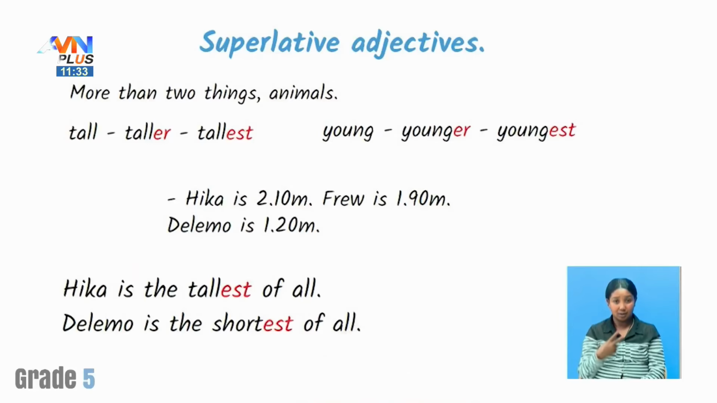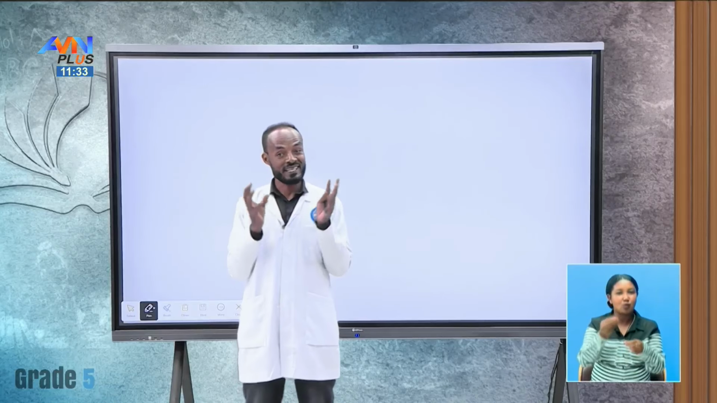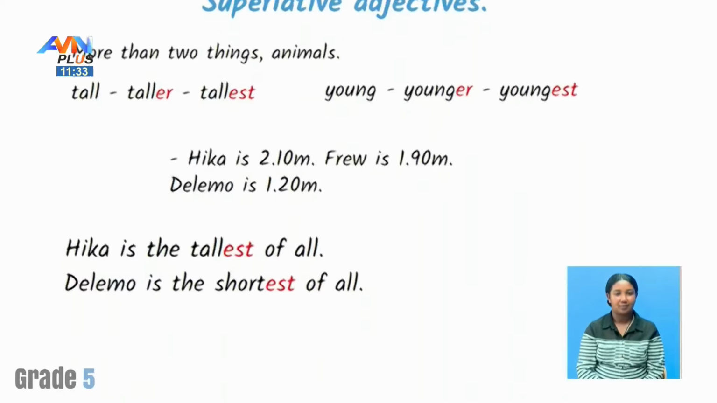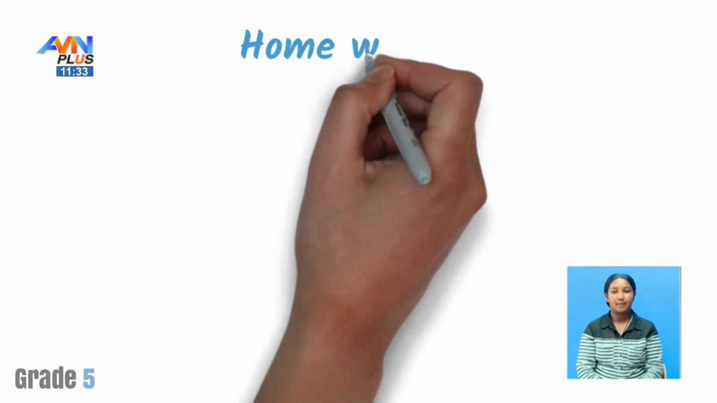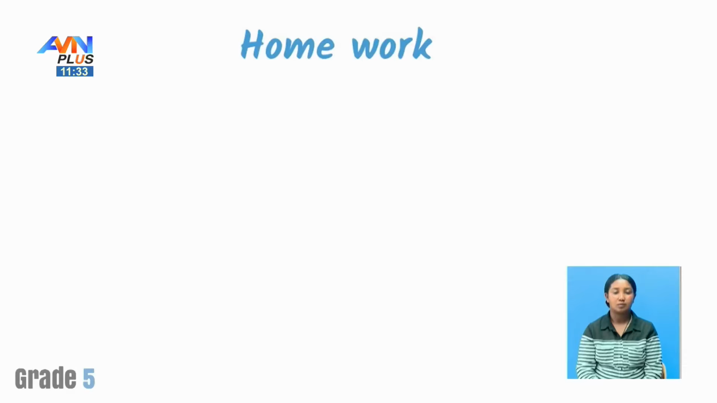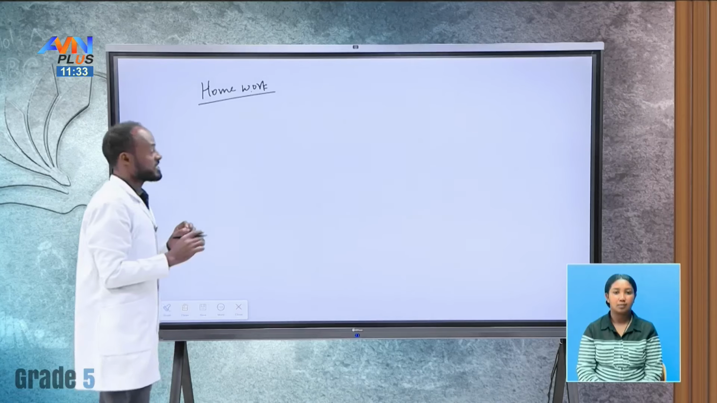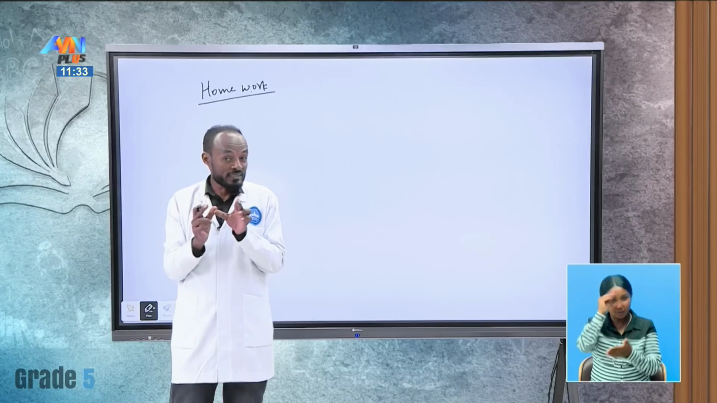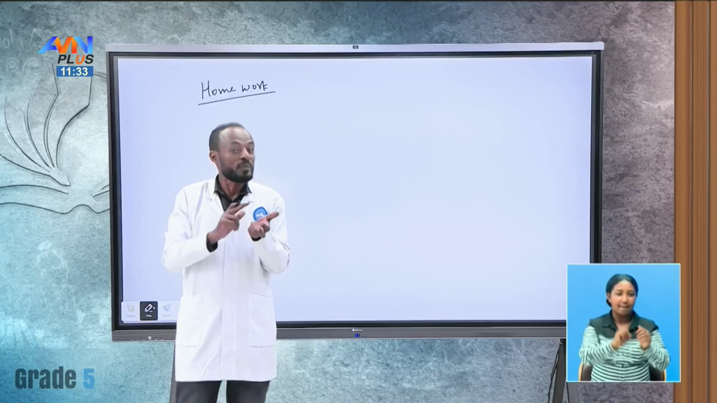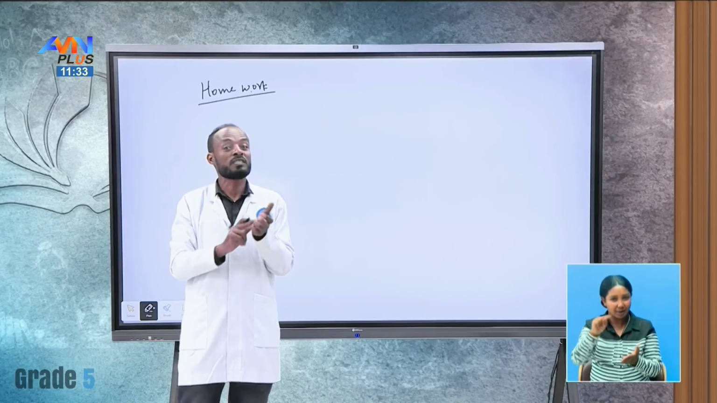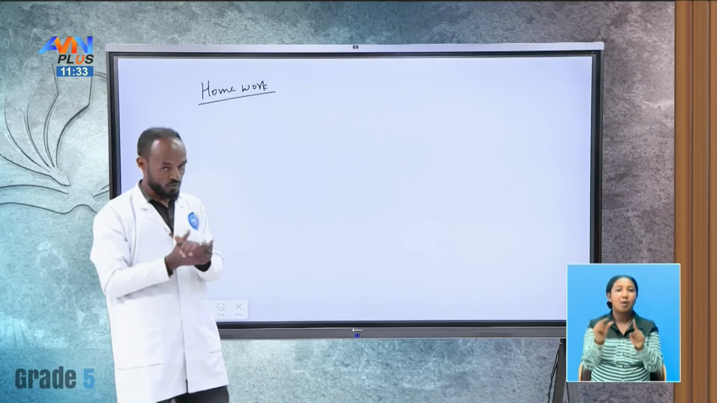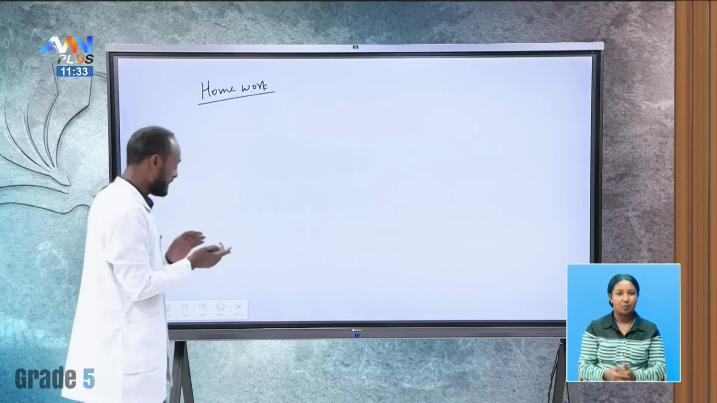I hope it's clear. Okay, students, that's all about today's lesson. For the next class, let me give you homework which is connected with our today's lesson. For the next class, try to write the comparative and superlative form of the words which I'm going to write here. Clear?